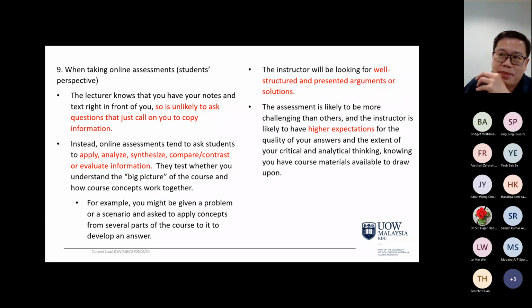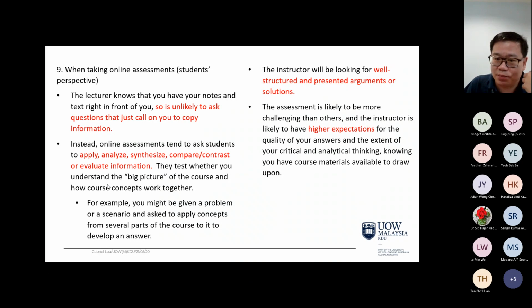Now, what about the students' perspective? When you look at online assessment, students know it is unlikely that questions will just call on you to copy information. They already know a lot of questions will not just require them to regurgitate. They need to apply. That is one key important thing there.